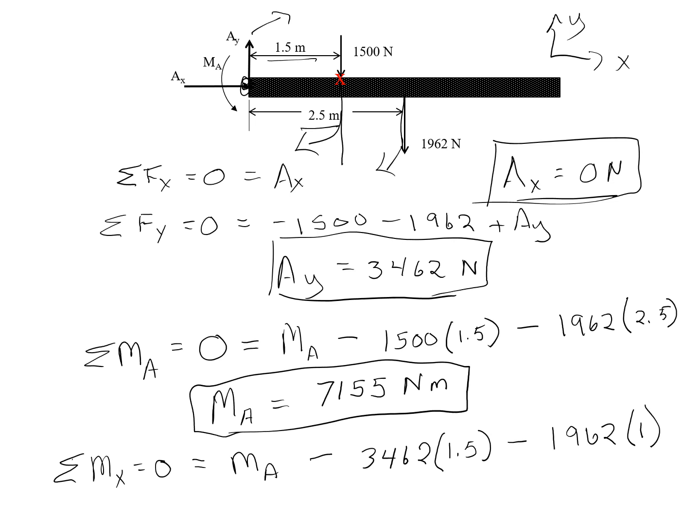And if you solve this out, we get MA is equal to 7,155 Newton meters. So we get the same thing. It doesn't matter at what point you take the moment about. I could have just as easily taken it about this end of the beam here or here. You will get the same answer for the reaction moment.